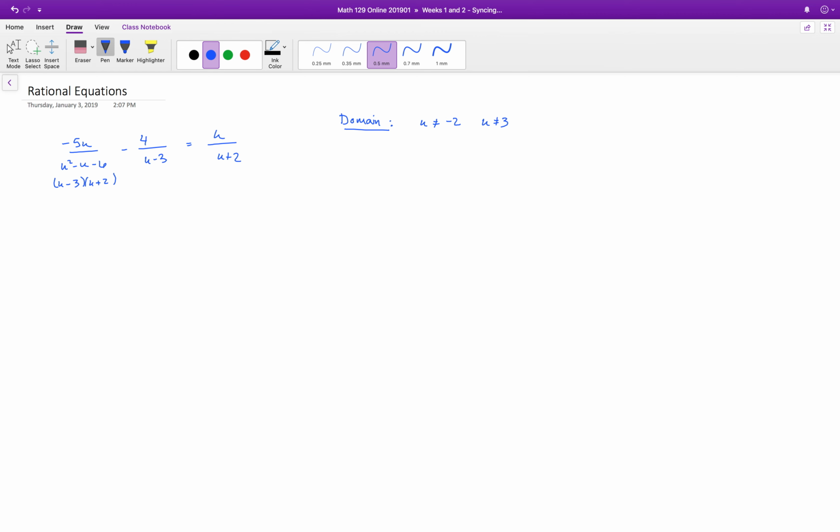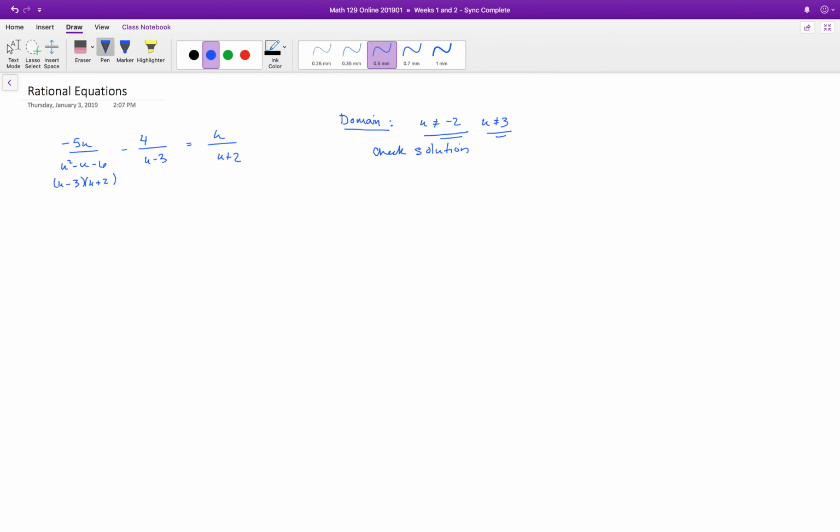So once I do all of this algebra, I have to check my solution because u can never be negative 2 or positive 3. If I work this all the way down and I get u equaling one of those two numbers, I need to exclude that from the solution.